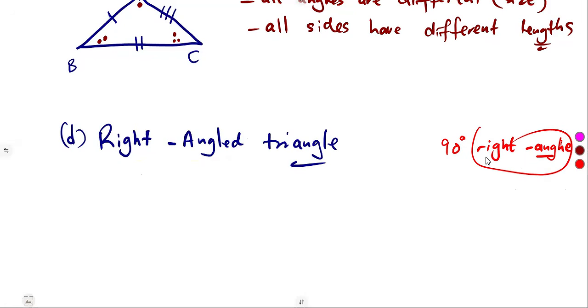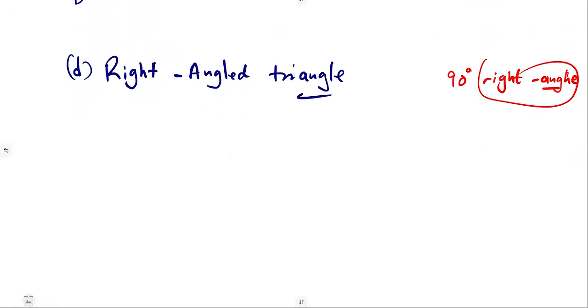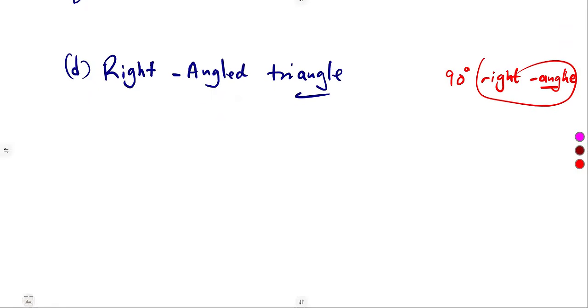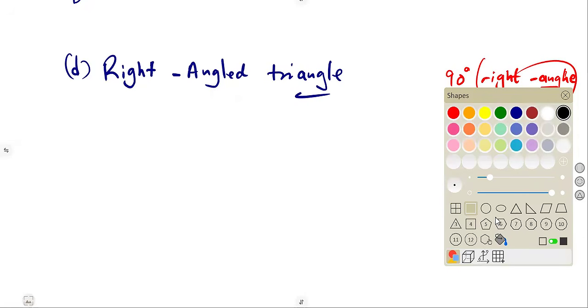Only one. There cannot be two 90 degrees in that triangle. It's only one that we are referring to. So this type is the only one that we are referring to as a right angle triangle. It is only one, okay?